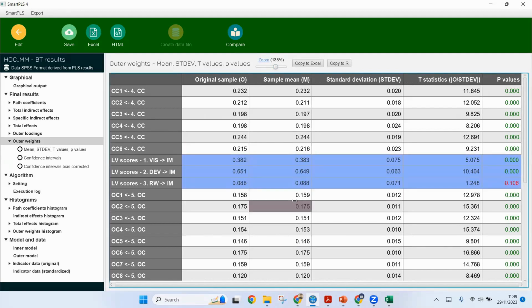Are these outer weights significant? Well, these two are, but this one is insignificant. What should I do? Shall I delete it? No. You will not delete it. Although it is insignificant, there is another test to be performed.